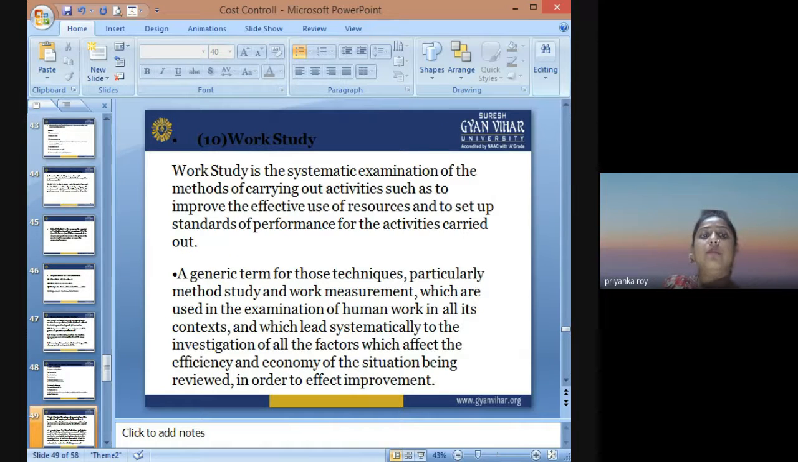Work study is the systematic examination of methods of carrying out activities, so as to improve the effective use of resources and to set standards of performance for the activity carried out. It is a generic term for those techniques, particularly method study and work measurement, which are used in the examination of human work in all its contexts, and which lead systematically to the investigation of all factors that affect the efficiency and economy of the situation, in order to effect improvement.